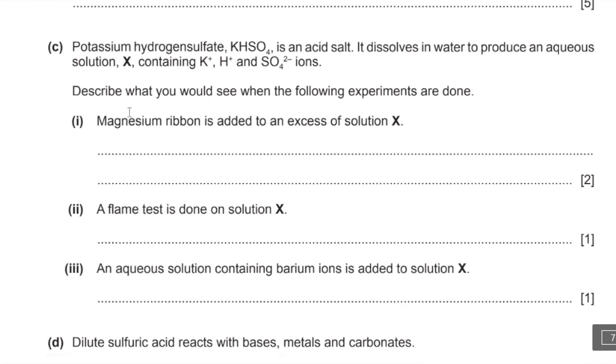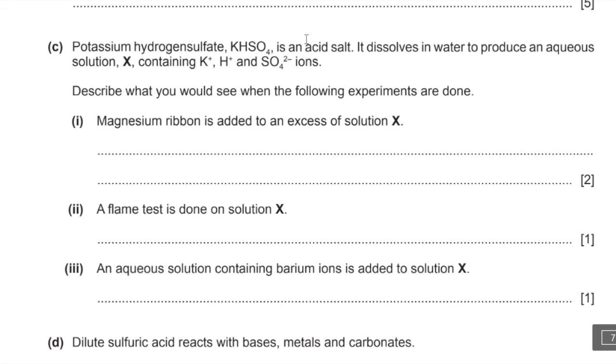Potassium hydrogen sulfate is an acid salt. It dissolves in water to produce aqueous solution X containing potassium, hydrogen, and sulfate ions. Describe what you'd see when the following experiments are done. So the first one is magnesium ribbon added to an aqueous solution of X.